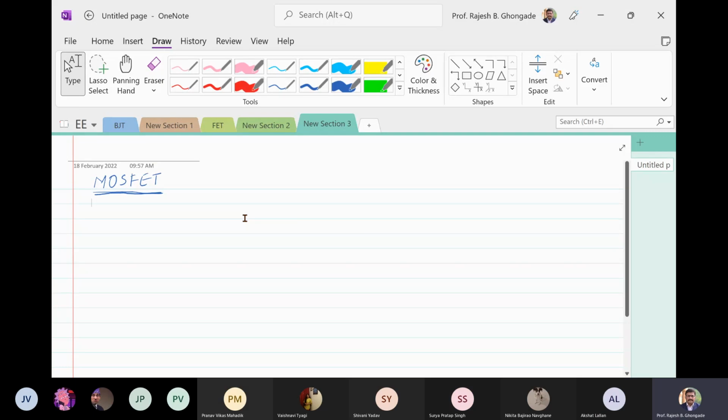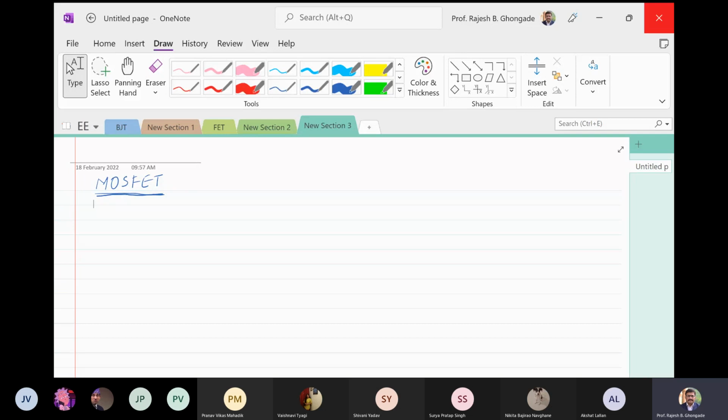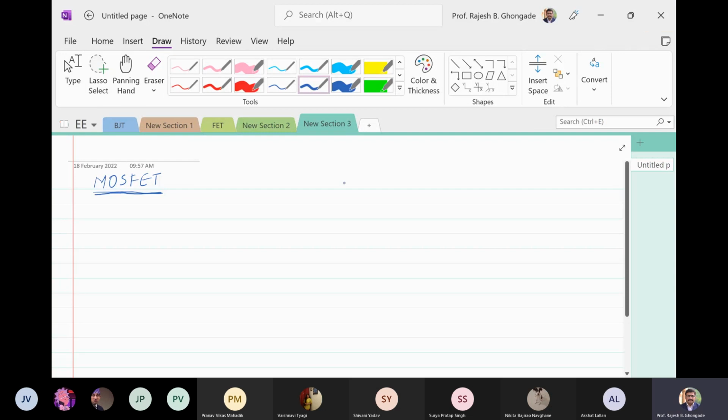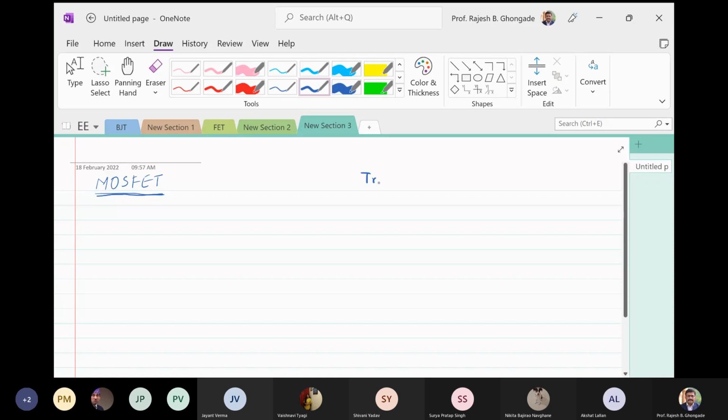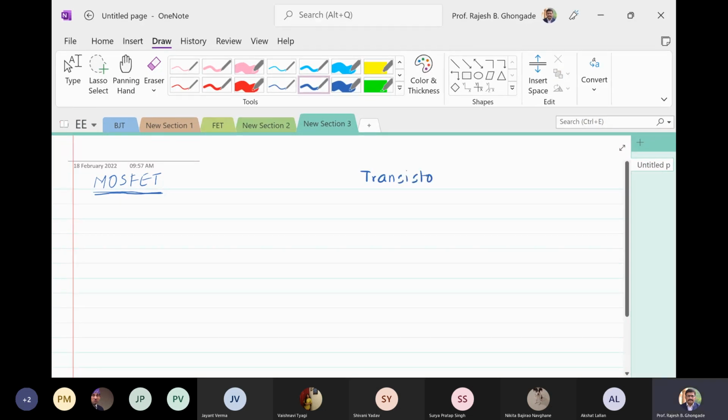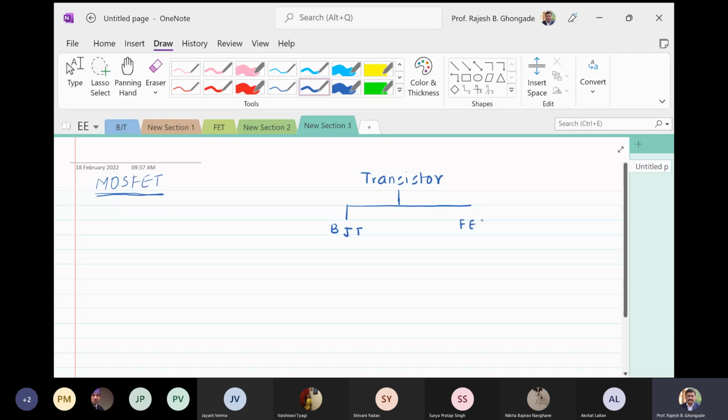All right. So today we will start with the second part of fourth unit, and that is the MOSFET. Now, first of all, let me show you the entire transistor family so that you don't have any confusion with that. So the transistor, we have already seen the transistor semiconductor devices. So it is basically divided into BJT and field effect transistors or field effect devices.